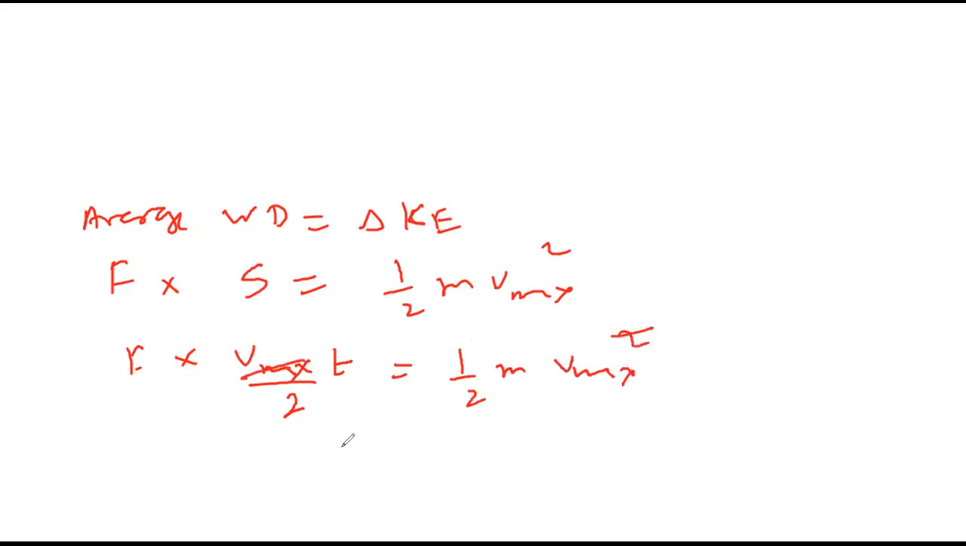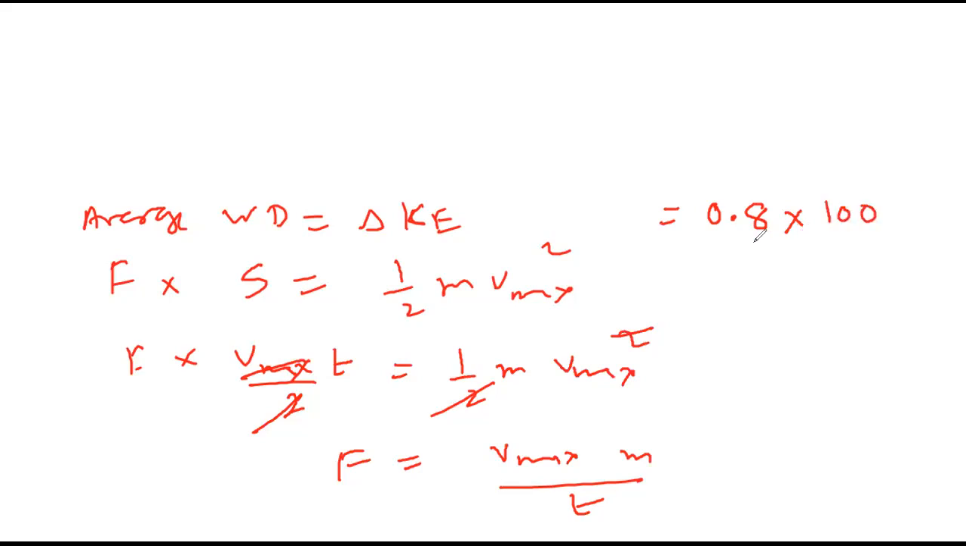One v maximum cancels, 2 cancels. So F equals v maximum into m upon t. Now v maximum, how much did we get? V maximum is 0.8, of that bullet rifle. So it is 0.8 into mass, which is 100, upon t. How much is t given? It was 5.